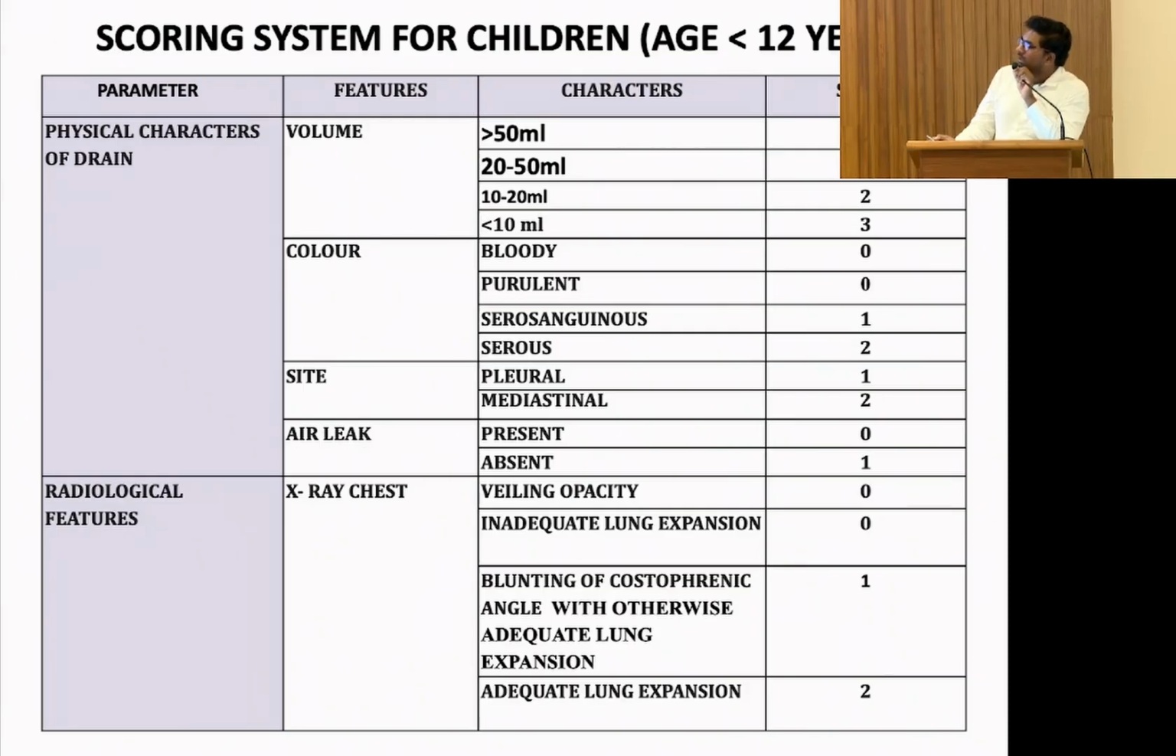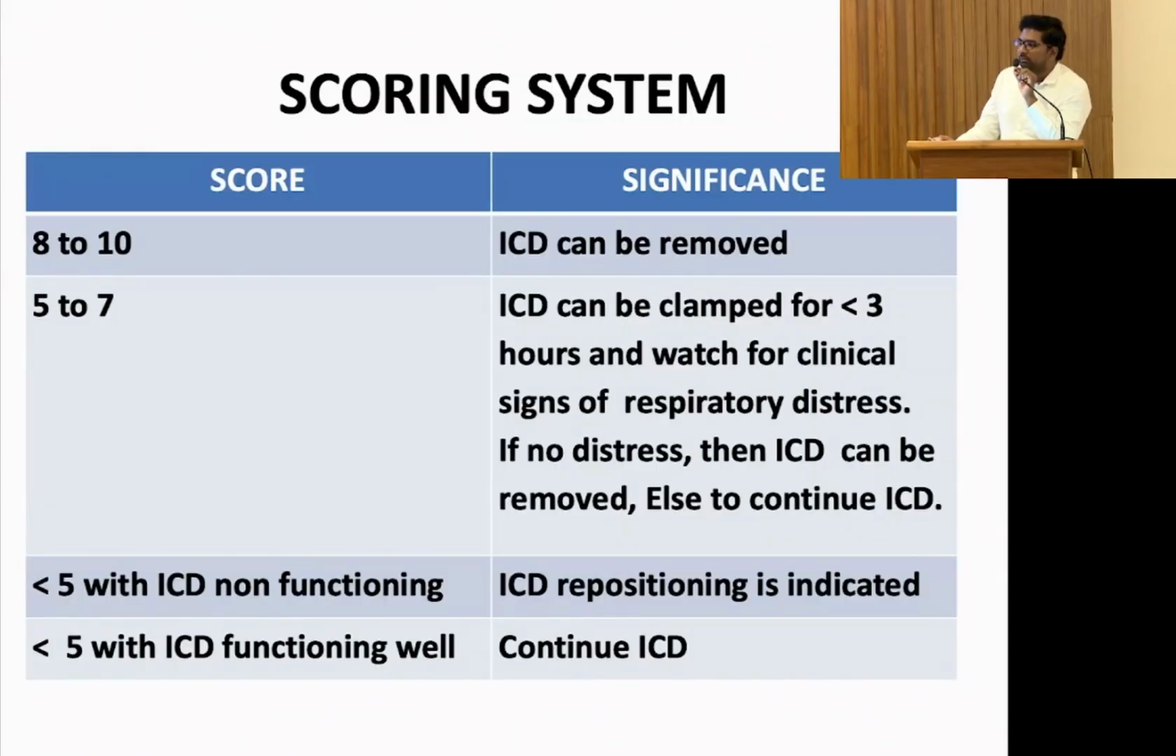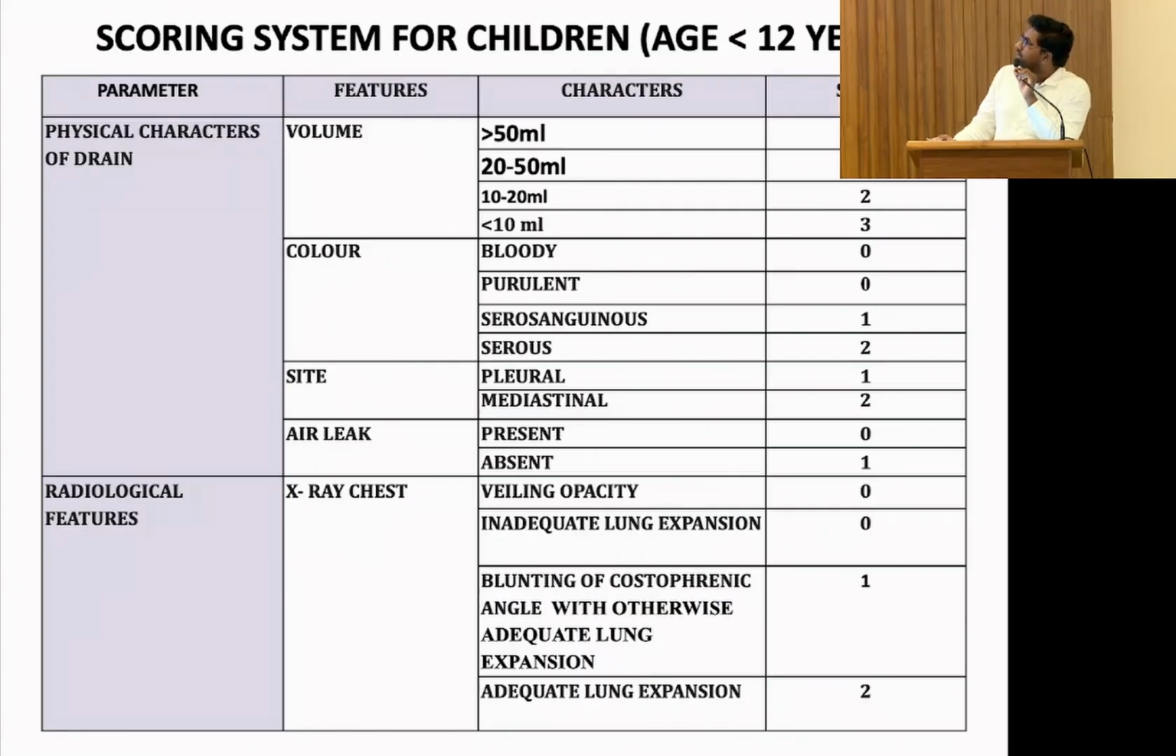In case of the pediatric age group, that is less than 12 years, we are just changing the volume alone. In physical characteristic, the volume alone is being changed. If it is less than 10 ml, the score is given as 3, 10 to 20 ml score is given as 2, 20 to 50 ml it is 1, and if more than 50 ml drain is there, it is considered a 0 score. Whereas other parameters like color, site, air leak, and the chest X-ray findings are the same here, and the scoring system is also the same. Only the volume changes with the pediatric age group.